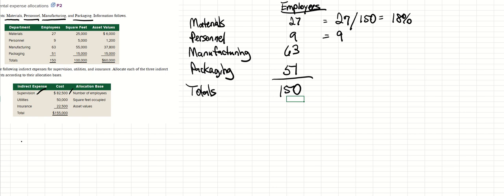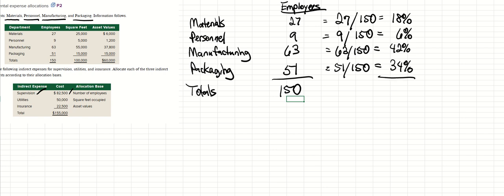Personnel, we're going to take 9 employees divided by 150 employees. That's going to give us 6%. Manufacturing, take 63 divided by 150. That's going to give us 42%. And then packaging, we got 51 divided by 150, and that's going to give us 34%.